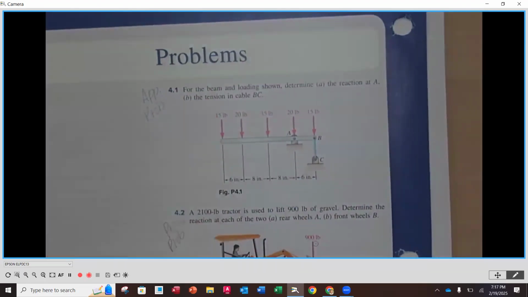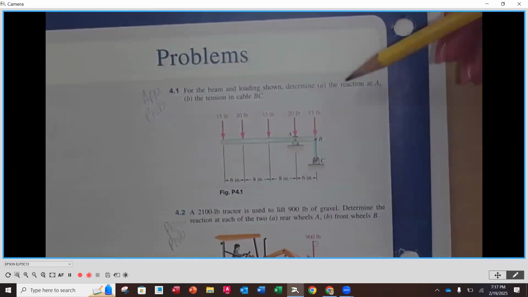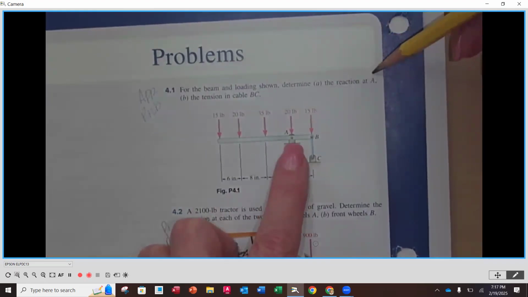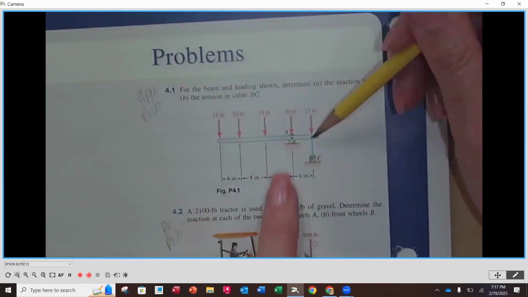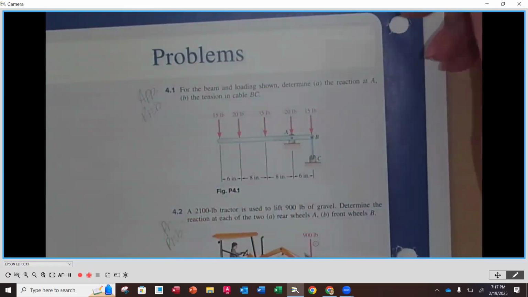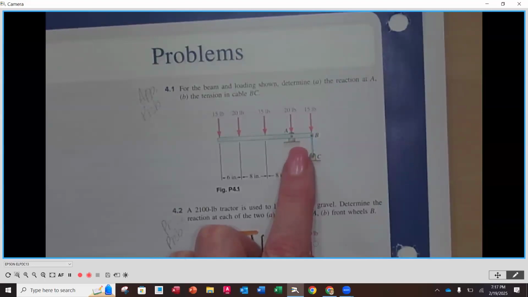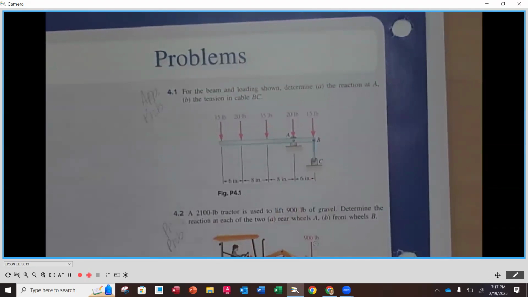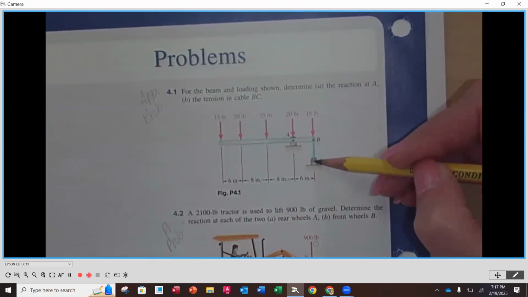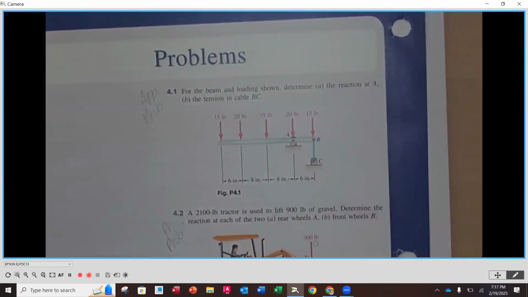So it says that we have a beam here. It's loaded as shown. We want to determine the reaction at A and the tension in the cable BC. So it's telling us that it's a cable. So there are two supports here. The first support is at A, which is a pin support. The second one is at B on this beam, and it is a cable that is then running down to C.